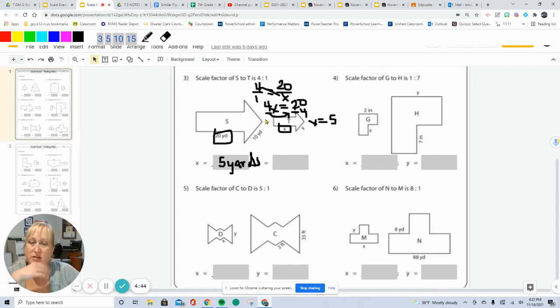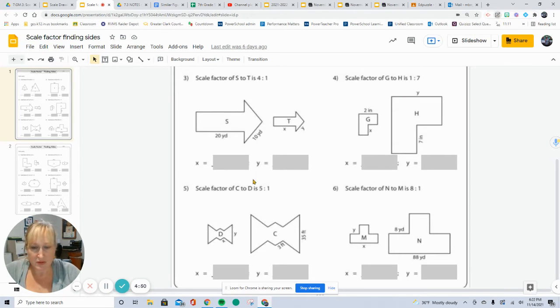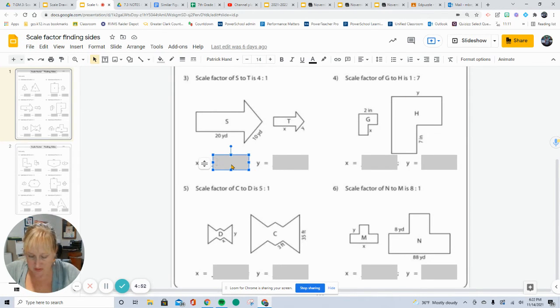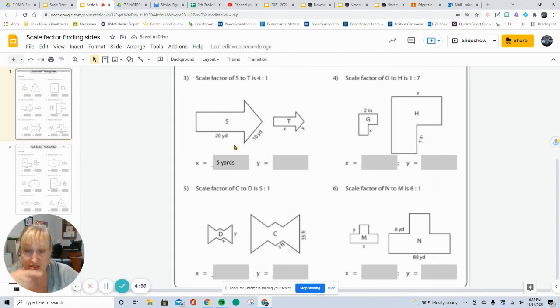Now, I wish I could erase this part. But if our answer is 5 yards, I will state that you can check that by doing 20. See, this is the 1 side. So I have to get it to the 20 by multiplying it by 4. So does 5 times 4 give me 20? Yes. 5 times 4 will give me 20.